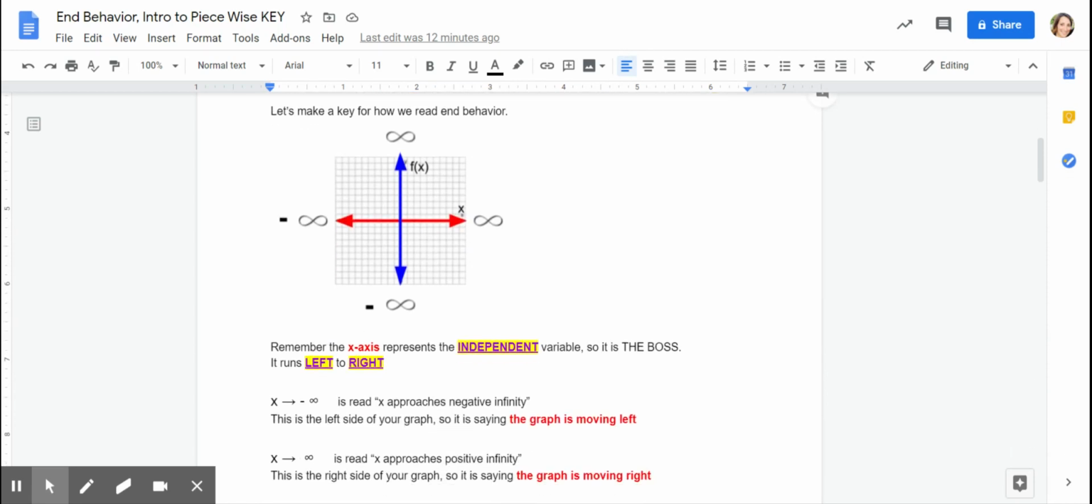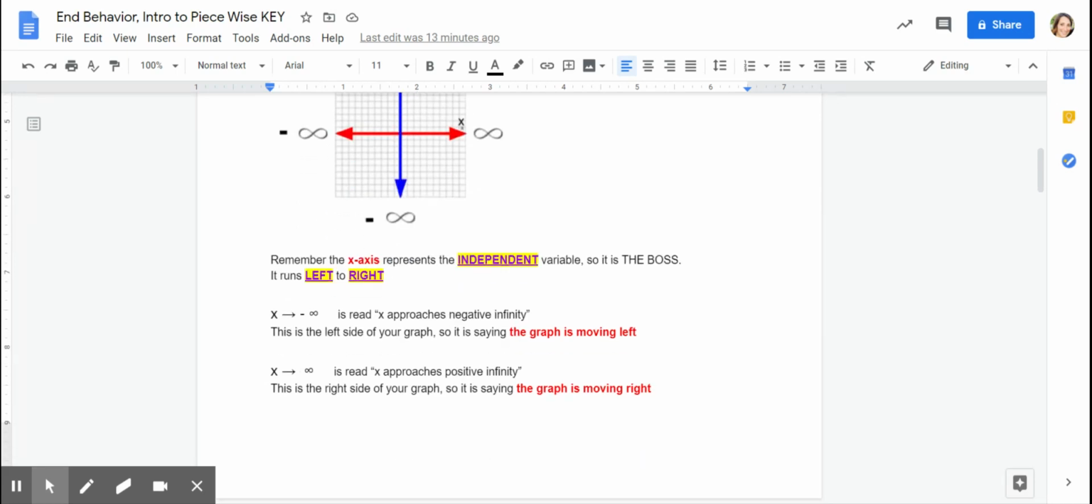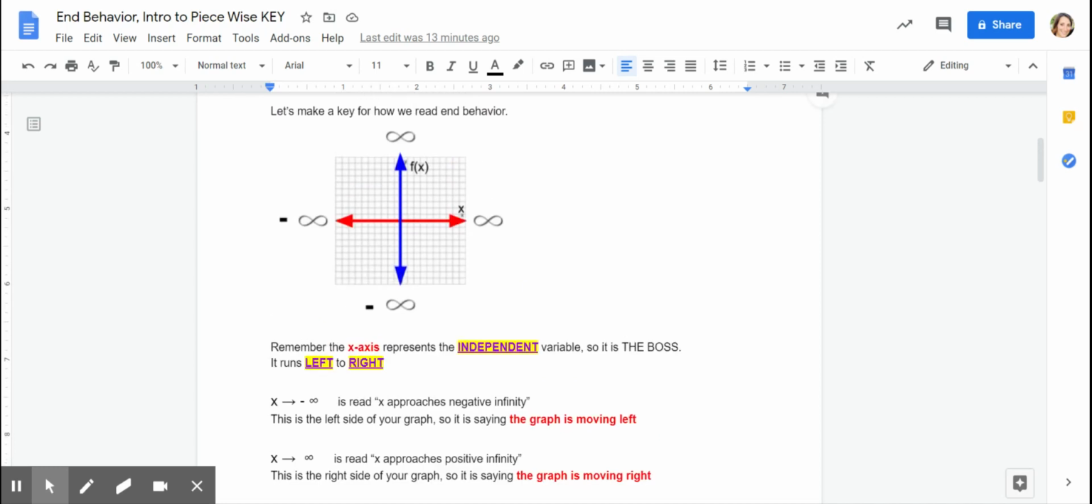If you see x arrow negative infinity, all that is saying is x approaches negative infinity. In other words, as the x goes towards negative infinity, that's the left side of the graph. So they're just saying the left side of the graph. X arrow positive infinity is saying x approaches positive infinity. This is the right side of the graph. So if you see x approaches positive infinity, it's saying the right side of the graph.